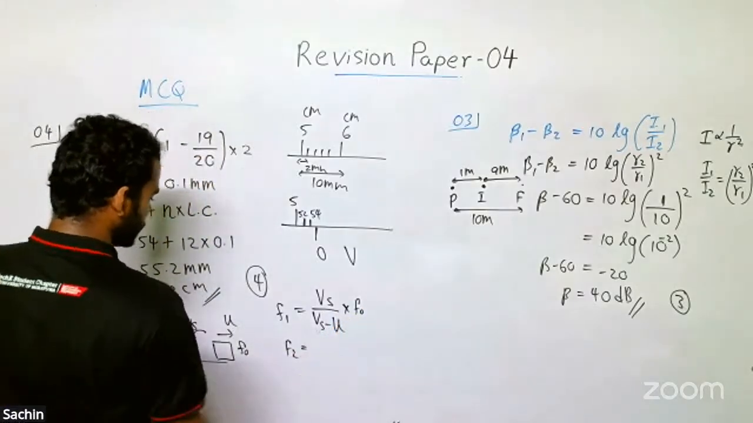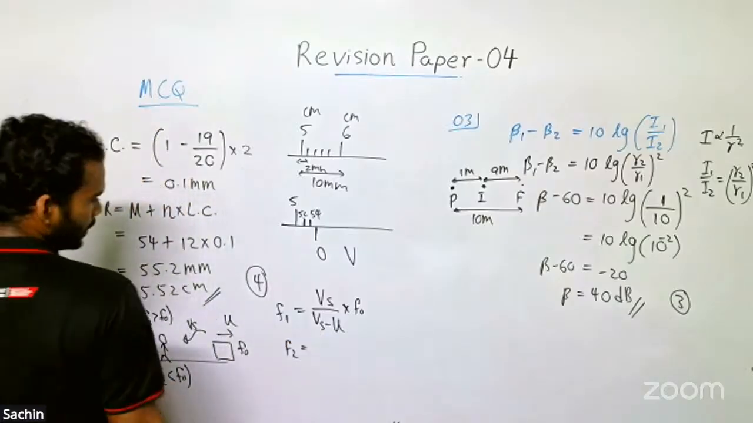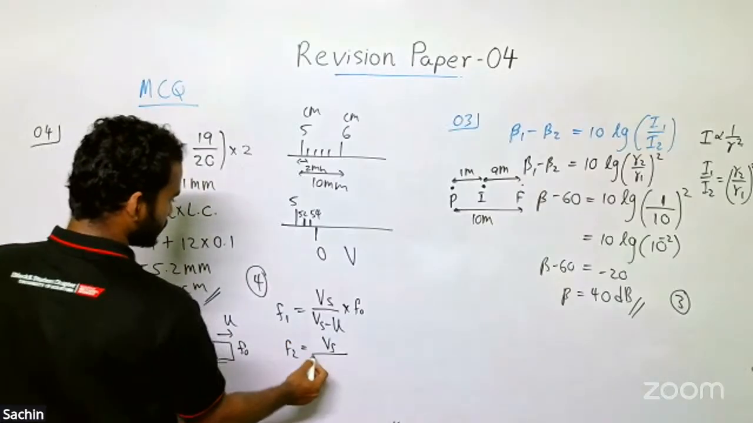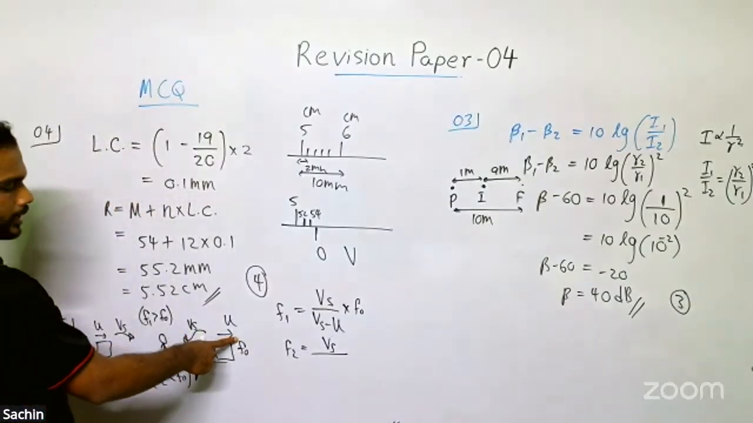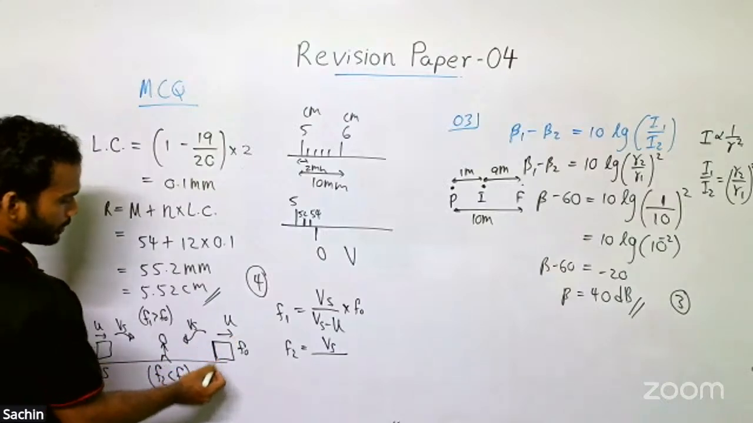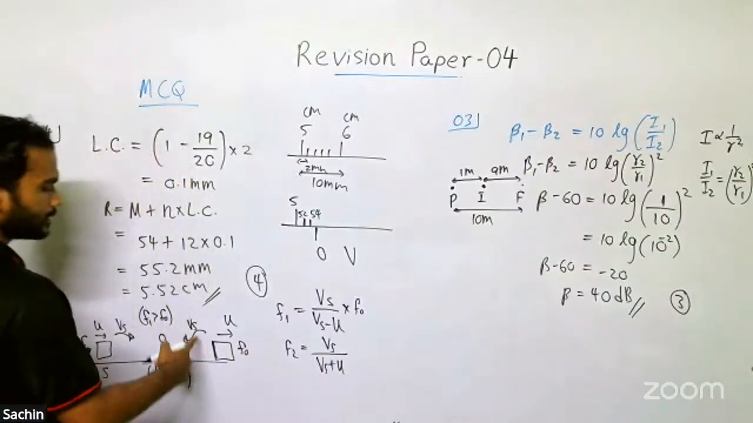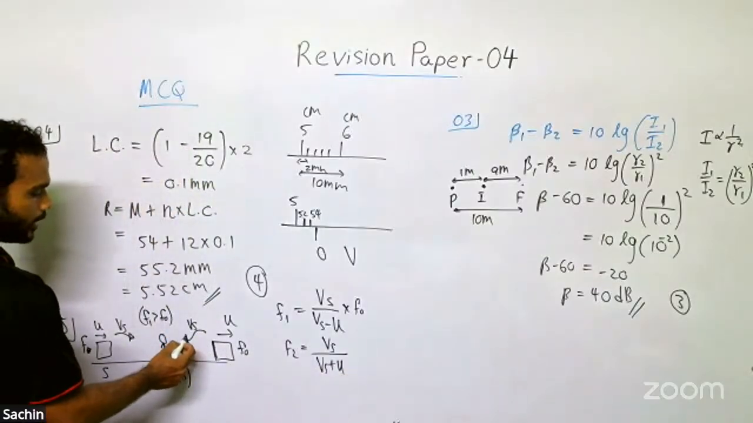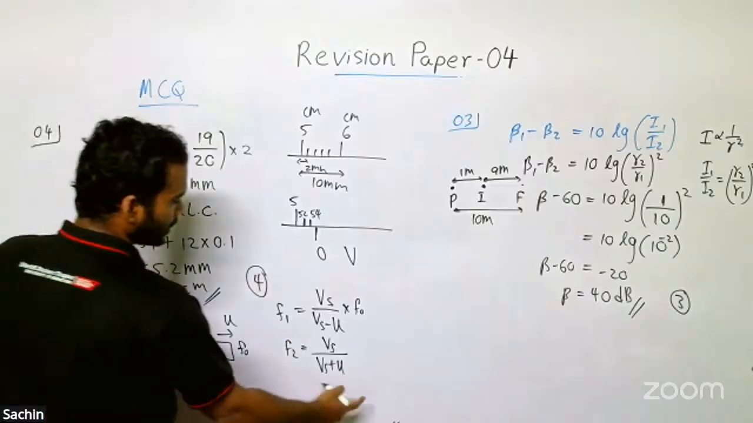F2, if you calculate in the same way, again the observer is stationary. Now the source is moving in the opposite direction. So the relative velocity with respect to the source should be Vs plus U. Well, in that case, the sound velocity propagates to the left, and this is moving to the right. So Vs plus U.